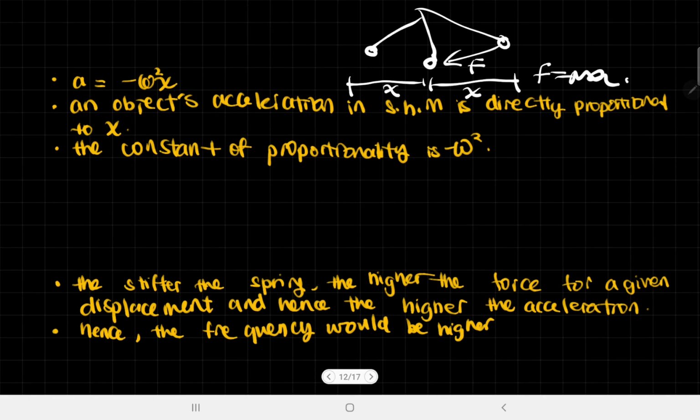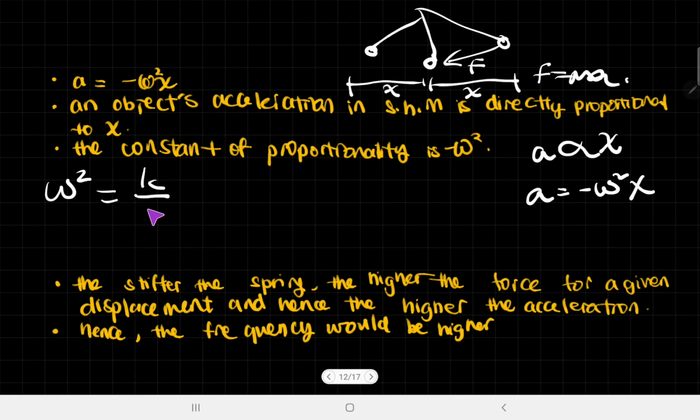Because acceleration is directly proportional to x, a is negative omega squared x, the constant of proportionality is going to be that. Now, how can we prove it? Well, in the previous equation that we just came up with, we finally concluded that omega squared equals k divided by m, if I'm not wrong. Yeah.